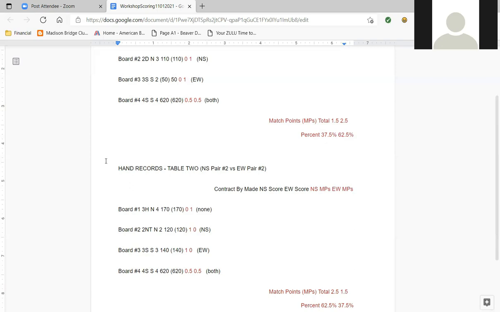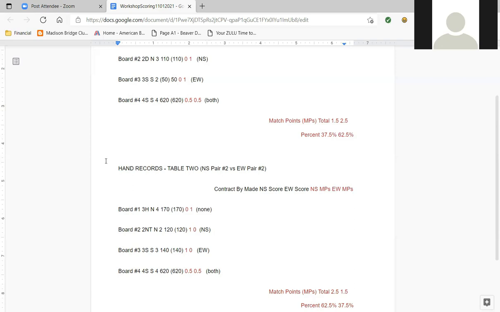So the master point goes to the east-west pair at table 1. And then the last board gets played in 4 spades at both tables. They both make 4 spades. Everybody gets a half of a master point, right?